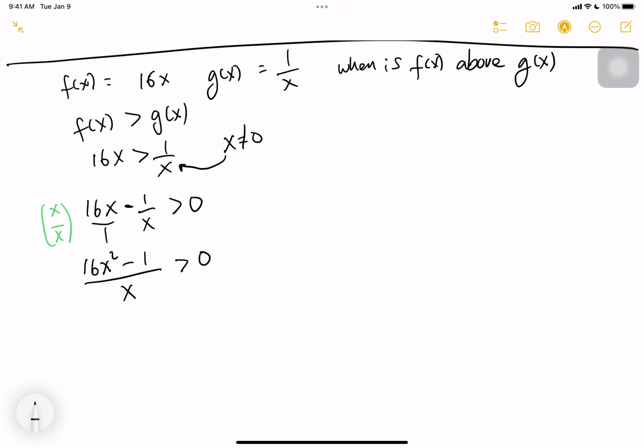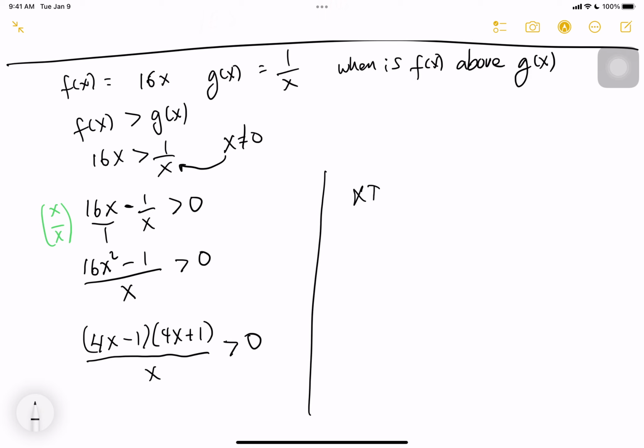And the top is a difference of squares. So this factors into 4x minus 1 multiplied by 4x plus 1 divided by x. And that's greater than 0. And now this becomes just like the equation we did a while ago. So we have to find the x-intercepts. 4x minus 1 equals 0. X is therefore 1/4. 4x plus 1 equals 0. Therefore x is equal to negative 1/4.